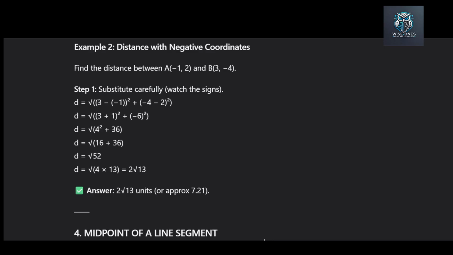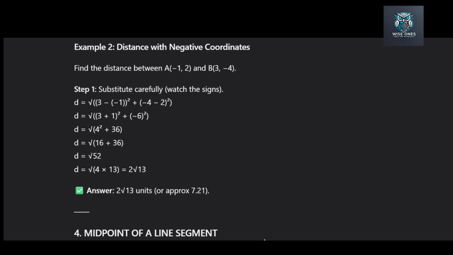Now square the numbers. 4 squared is 16, -6 squared is positive 36, because a negative times a negative is a positive. So now we have d equals the square root of (16 plus 36). Add the numbers. 16 plus 36 is 52. So d equals the square root of 52.